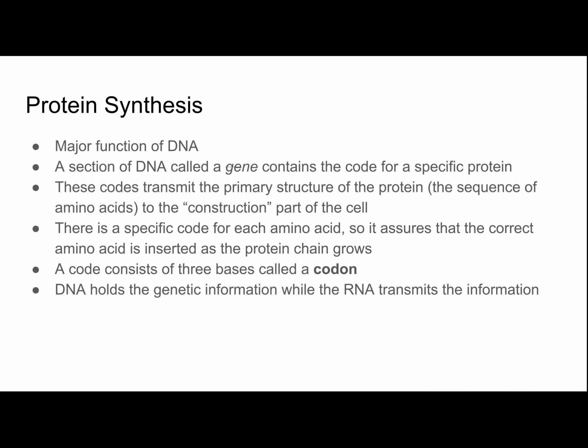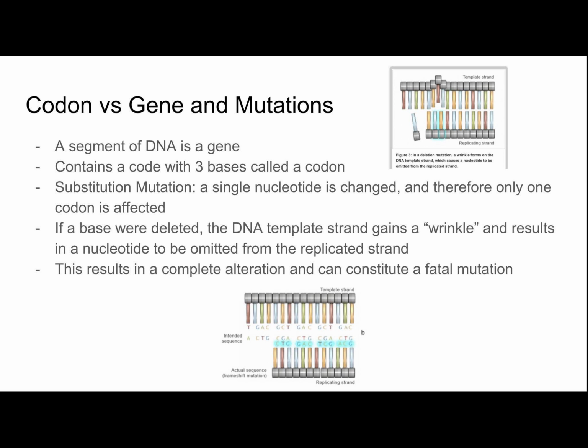Protein synthesis is a major function of DNA. Protein synthesis occurs when a section of DNA called a gene contains the code for a specific protein. These codes transmit the primary structure of the protein, the sequence of amino acids, to the construction machinery part of the cell. There's a specific code for each amino acid, so it assures that the correct amino acid is inserted as the protein chain grows. A code consists of 3 bases, called a codon. Just know that DNA holds the genetic information while the RNA transmits the actual information. A segment of DNA is also called a gene. A gene contains a specific code of 3 bases called a codon.